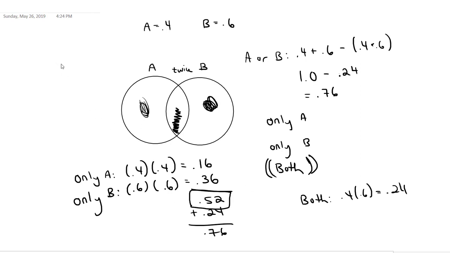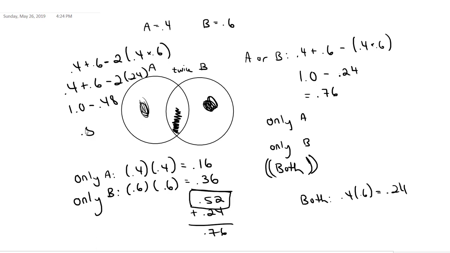Now we can of course do a shortcut, which is what you talked about in your Reddit post. What we can do is we can do 0.4 plus 0.6 minus 2 times, take out both of these middle parts, not just one of them. Okay, 0.4 times 0.6, and what do we get? We get 0.4 plus 0.6 minus 2 times 0.24. That's going to equal 1.0 minus 0.48, which equals 0.52 right there.